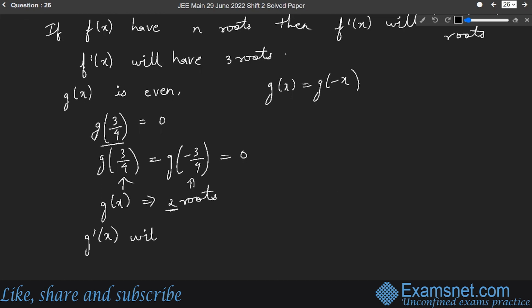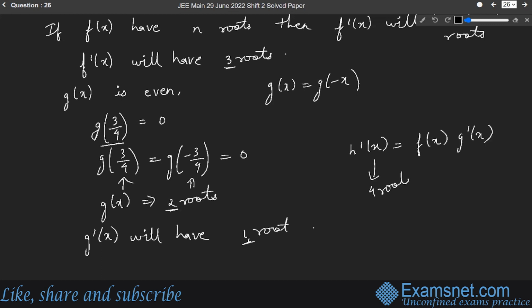So g dash x will have 1 root, right? Now, listen very carefully. f dash x has 3 roots and g dash x has 1 root, okay? So the total possible roots are 3 plus 1, 4, right? So we can say that the function h dash x, which was equal to f of x into g dash x, has a total of 4 roots.